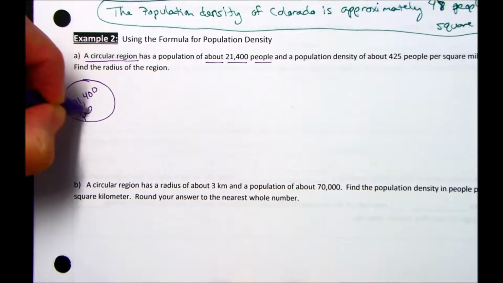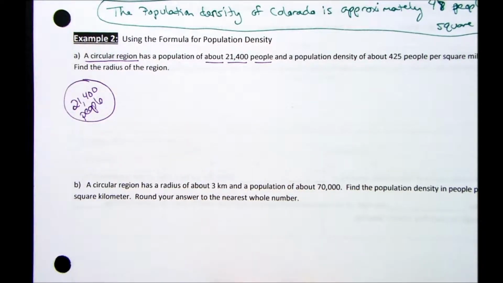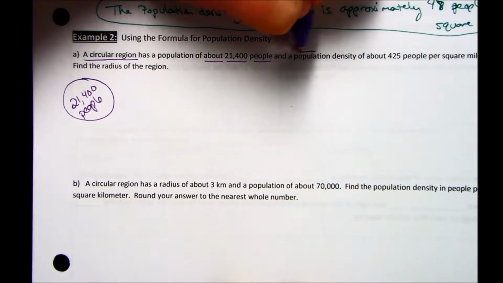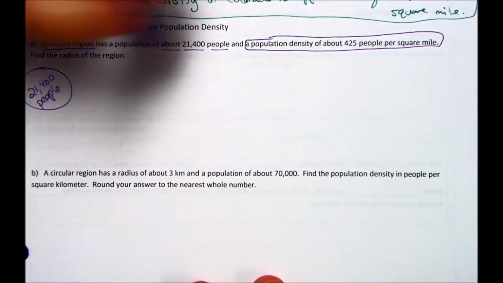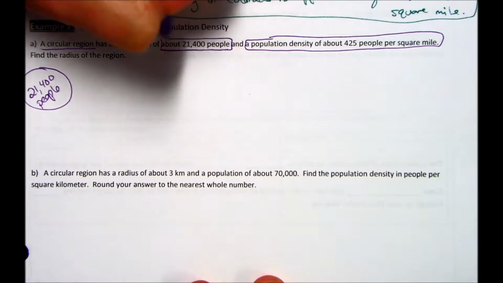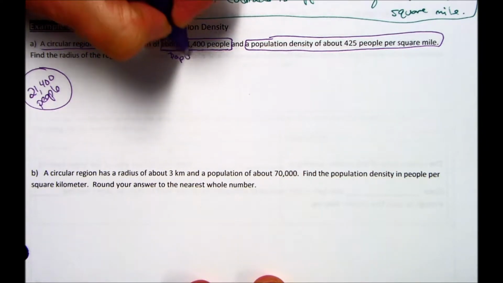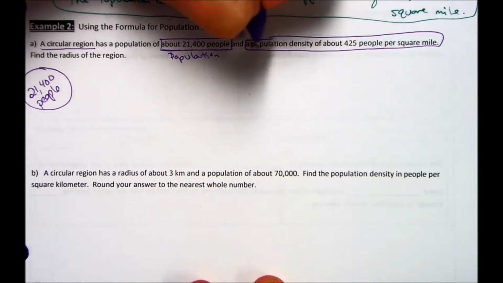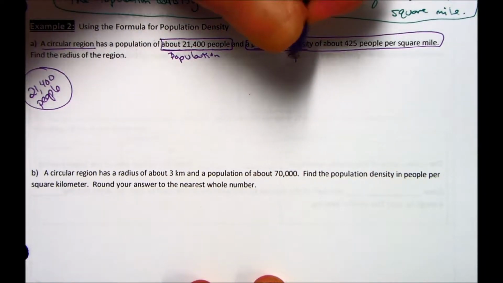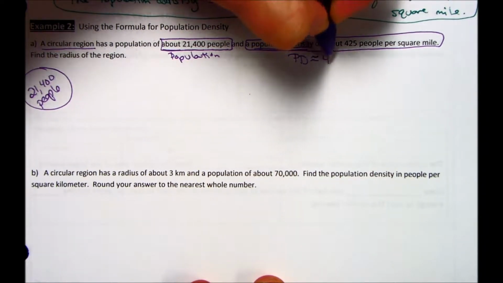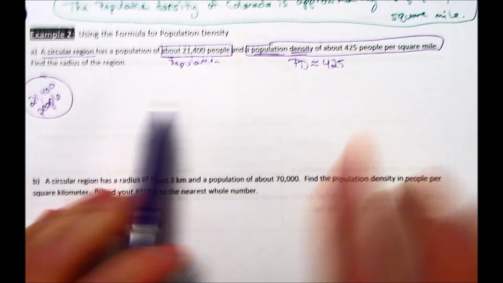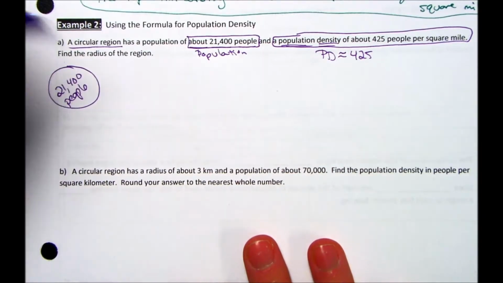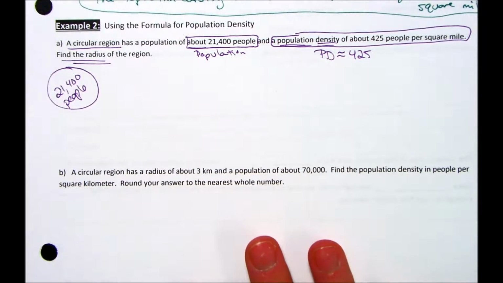21,400 people in the circular region. And they're telling us it has a population density of about 425 people per square mile. So they're telling you the population, and they're telling you the population density. So what are we trying to find? You are trying to find the radius of the region.